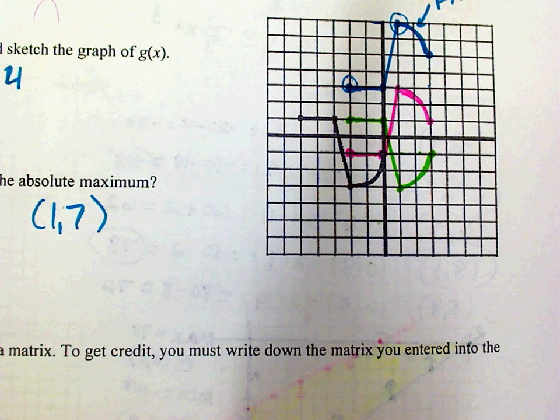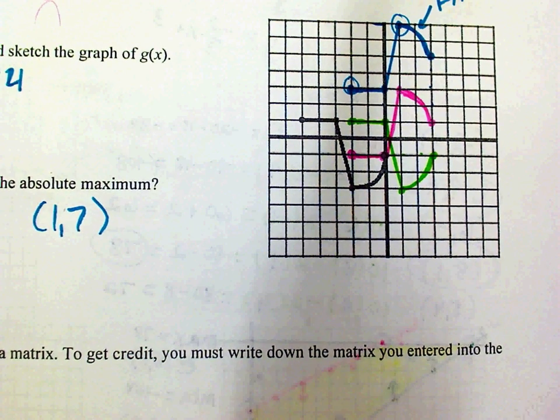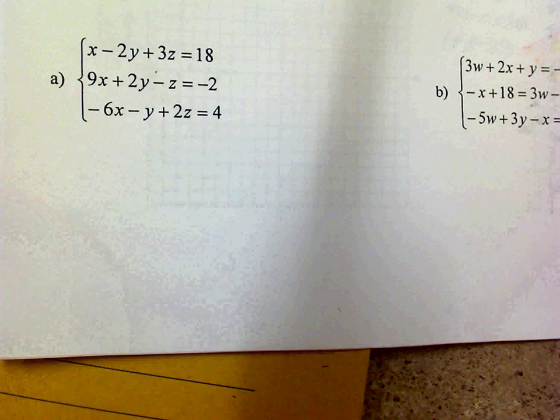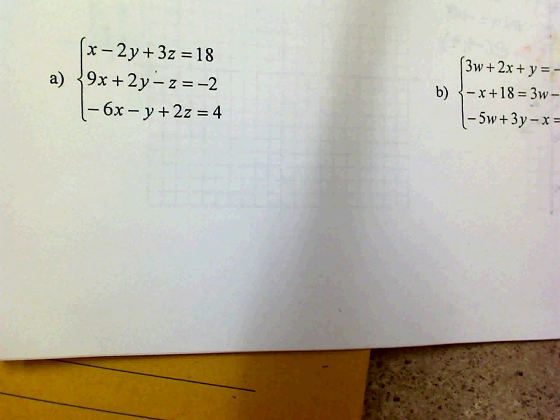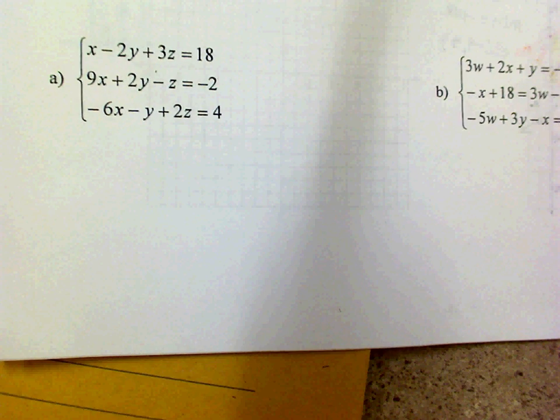Okay, let's do 1 of 30 today, and then we'll do the other one on Monday. So, it says, solve the system of equations using a matrix. To get credit, you must write down the matrix you entered into the calculator in addition to the solution. So, we should grab a calculator.